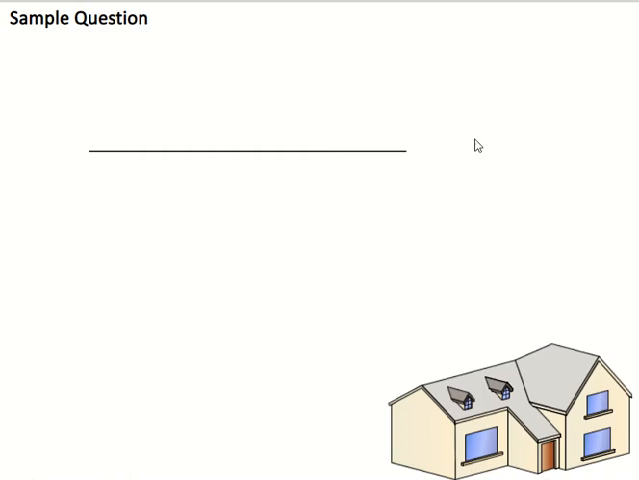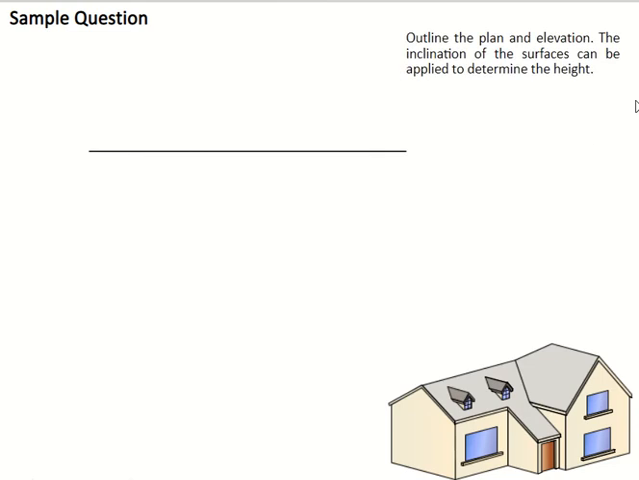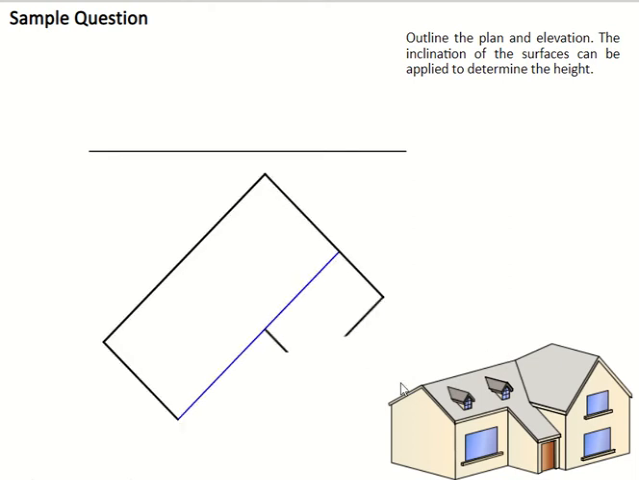So start off by drawing your XY line. We basically have to draw the plan and elevation first. The inclination of the surfaces can be applied to determine the height. So basically we need to use the angles that were given in the question to finish it off, okay? So you can see I came down here 20, so it's tilted at 45 degrees, so any line that's in blue is a light line here, okay?